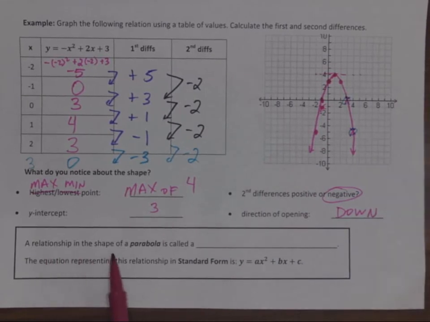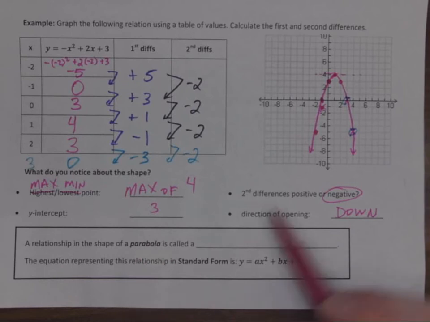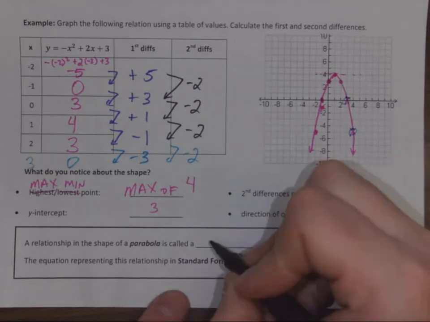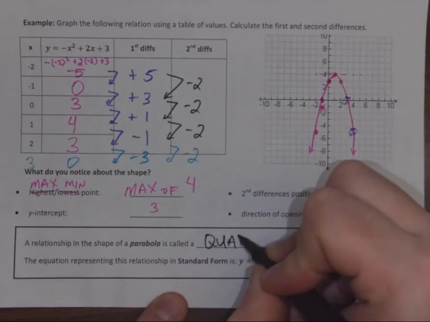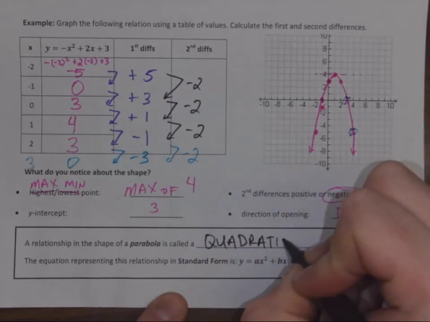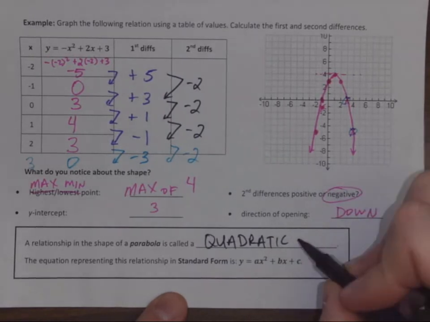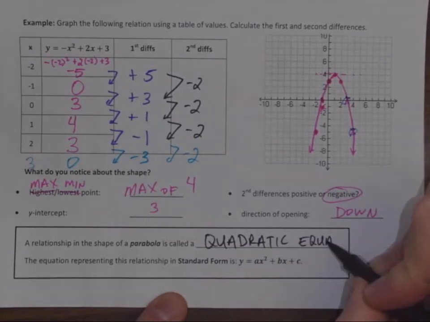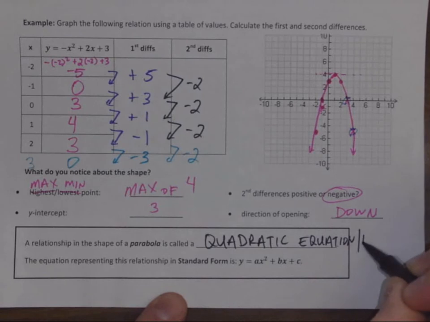So a relationship in the shape of a parabola, that shape, is called a quadratic. And we can call it an equation or a relation, kind of interchangeably there.